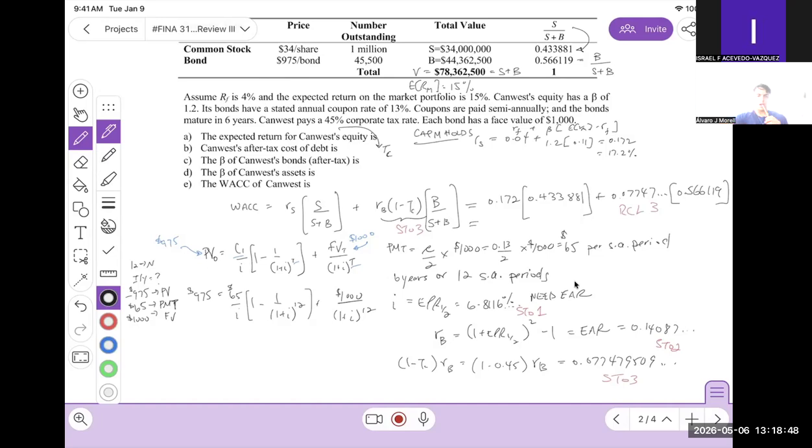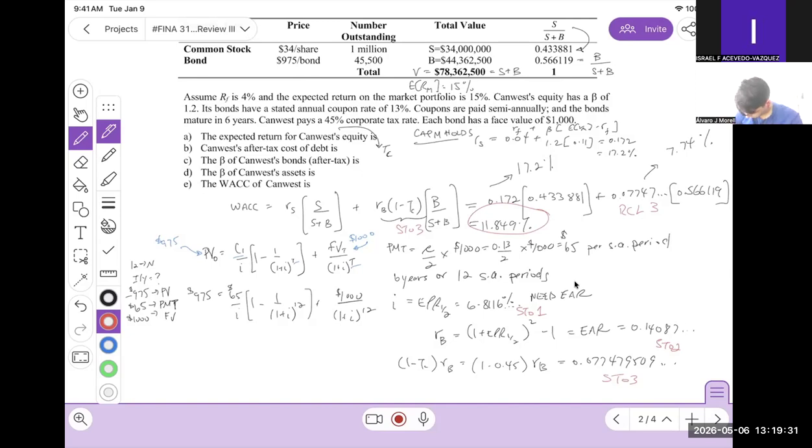So when you put it all together, you should get that the WACC is 11.849. So this one is 17.2% for equity. The after-tax cost of debt is smaller, usually it's smaller. So it's 7.74%. And then because it's a weighted average, you end up somewhere in between. So the WACC is close to what we usually use as the return to market portfolio of almost 12%. So it's 11.849.